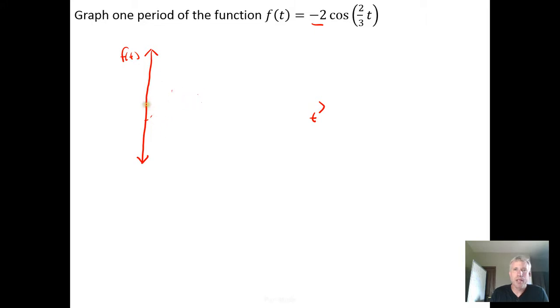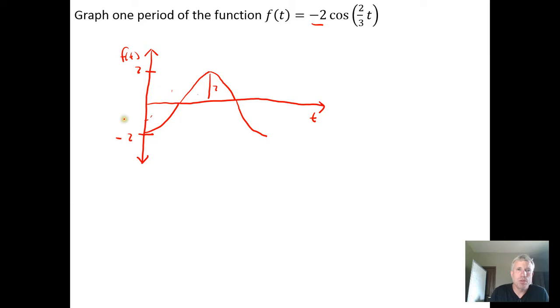And I just killed my t-axis with an untimely blow of the eraser. So instead of starting high, the reflection is going to force us to start low, come to the t-axis, go to our highest point, come back to the t-axis, and end up back where we started. And then that multiplier of 2 means my amplitude is going to be 2. This is a distance of 2, so it's going to go from -2 to 2.